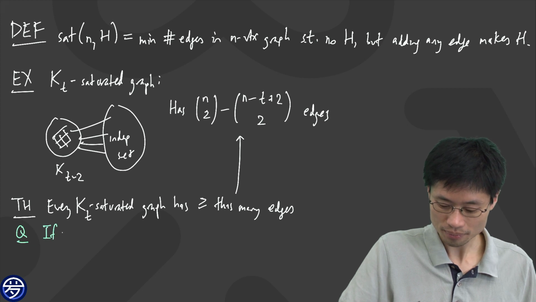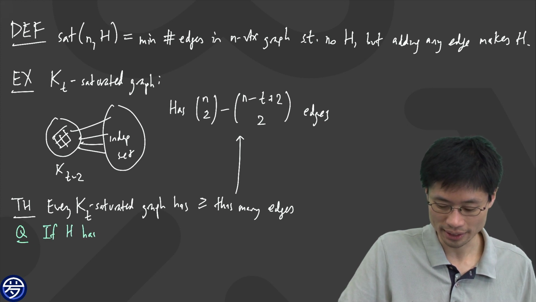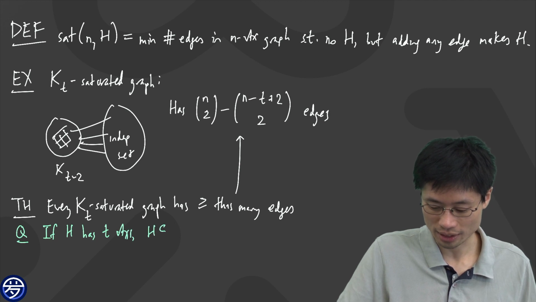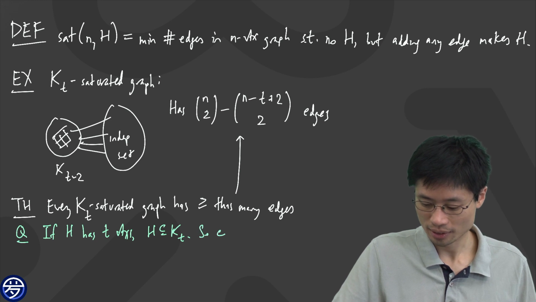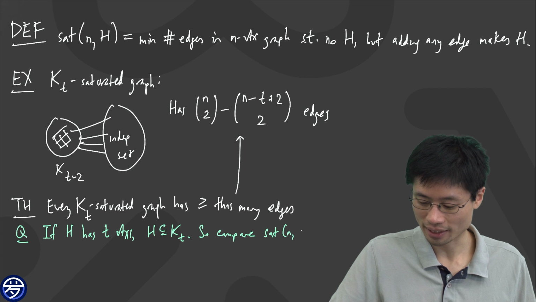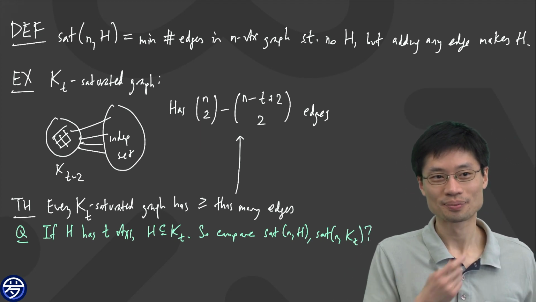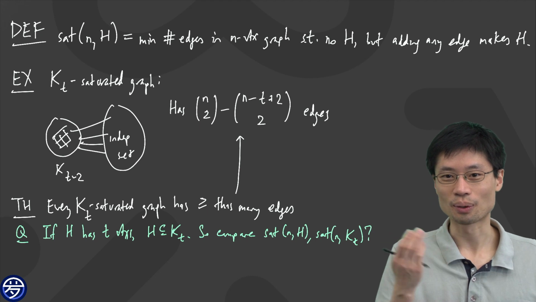If H has T vertices, well then certainly H is a subgraph of KT. So the question is, compare the saturation numbers of n and H and the saturation number of n and KT. Is this possible? What do people think? What would be involved here?